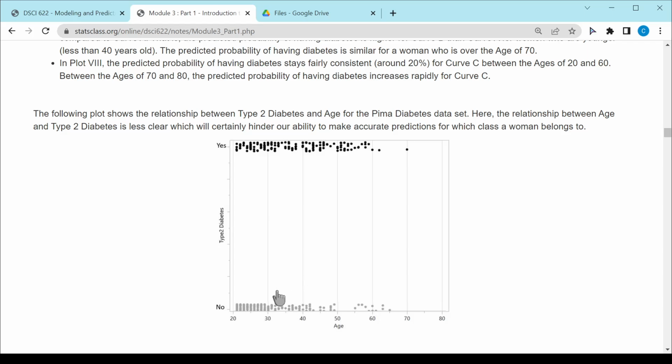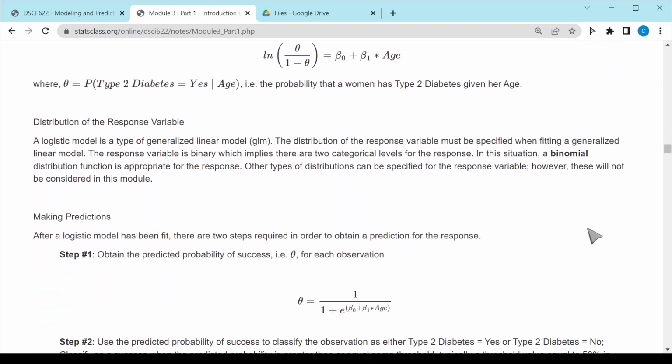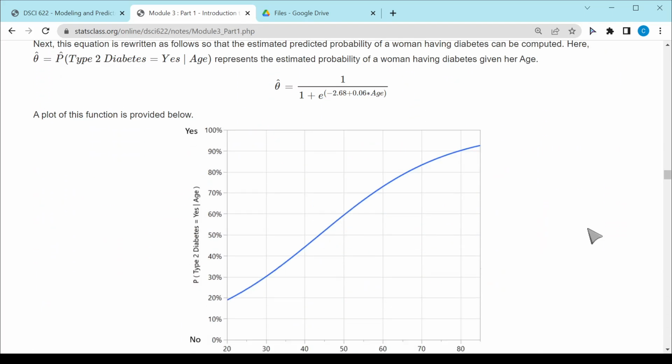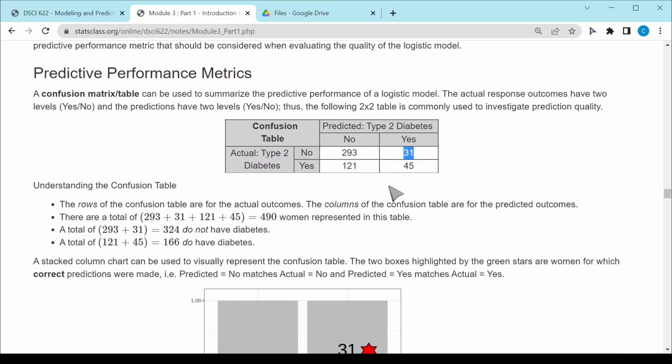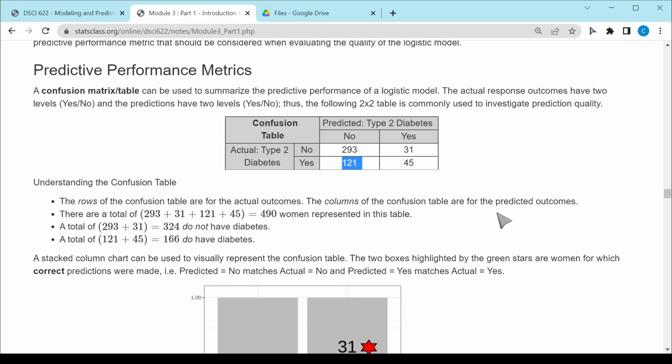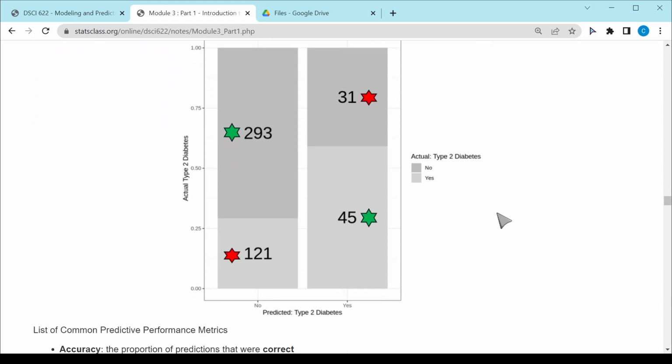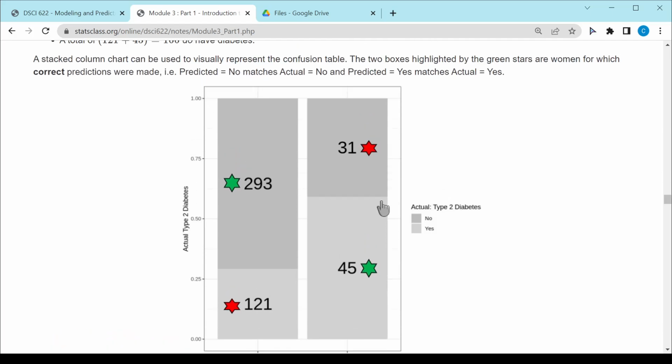I certainly have more people that don't have diabetes that are at age 45 or less, but I do have a good number up here. So that's what these numbers, the 121 and the 31, are actually showing you if you think about the graph we presented there. I could visually show you that graph, right? Just kind of a stacked bar chart here.